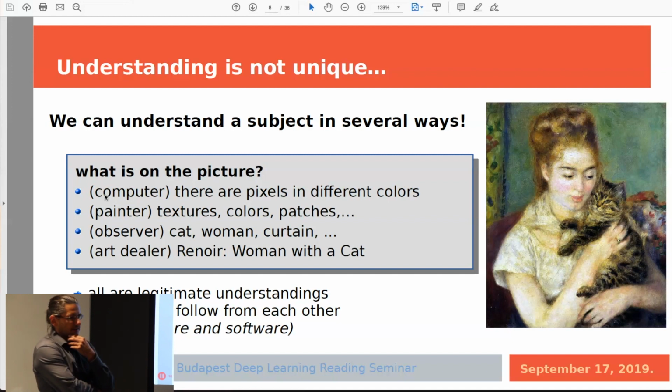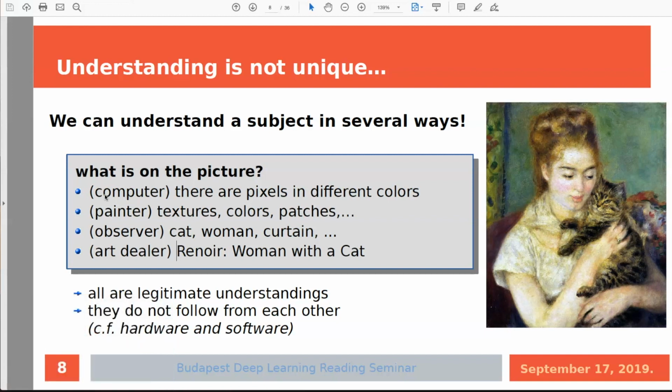So we can understand the subject in several ways. For example, if we ask what is on the picture, then the answer will depend on whom we ask. For a computer, or somebody who digitalizes this picture, he or she will say that there are pixels on the picture in different colors. For a painter who wants to paint this image, it consists of textures, colors, patches, and so on. So all of the things related to how to paint this picture. For an external observer, it realizes a cat, a woman, a curtain and background, and so on. And then for an art dealer, neither of them. For an art dealer, this is Renoir, the woman with a cat picture. So it's again a different answer.